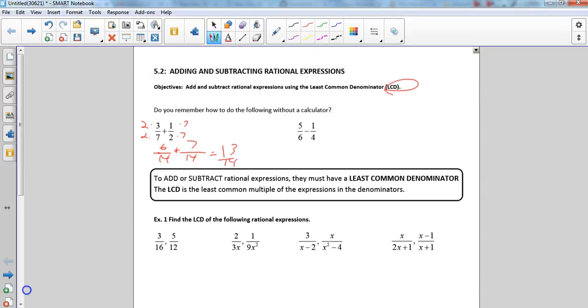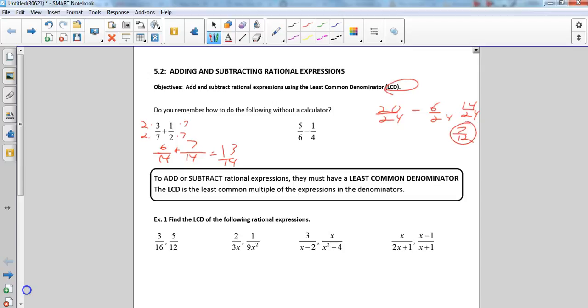Okay? Now, you might go, oh, 6 times 4, that's 24. And you can do that. You can make both of these 24. I'll do that real quickly. That's 6 times 4, so that's 20 24ths. And 4 times 6, so that's minus 6 24ths, which gives me 14 24ths. But now I have to reduce that by 2 and get 7 12ths.